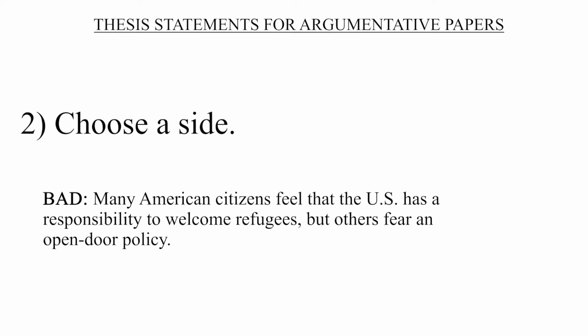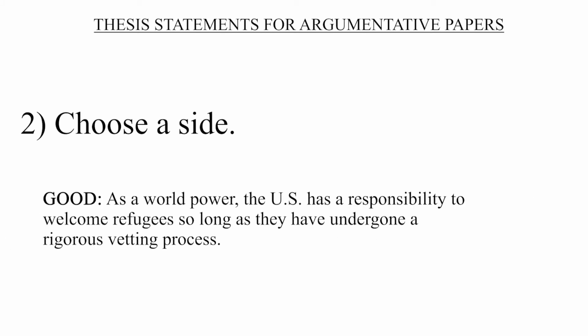Either that the U.S. has a responsibility to welcome refugees, or that an open door policy is a bad idea. So the way to solve that is just to outright choose one of those two sides. So here's a better example. As a world power, the US has a responsibility to welcome refugees so long as they have undergone a rigorous vetting process. All right, so now the author is clearly staking the claim. The US has a responsibility to welcome refugees. Not some people think. This is what I believe. The argument is there. It has chosen a side.